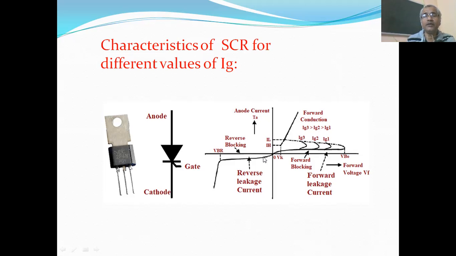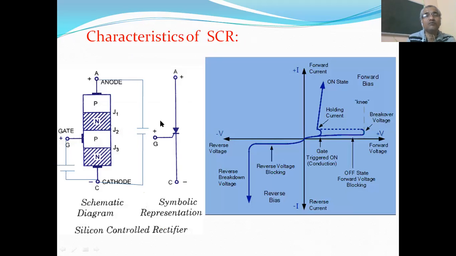Let us look at the reverse characteristics. Reverse characteristics means the anode is connected to the negative and the cathode is connected to the positive. So this P region is connected to negative and this N region is connected to positive. In that case, junction J1 is reverse biased because P is connected to negative and N is connected to positive.